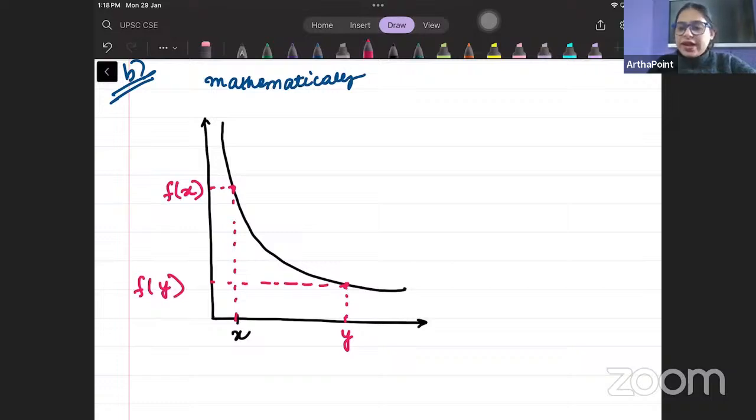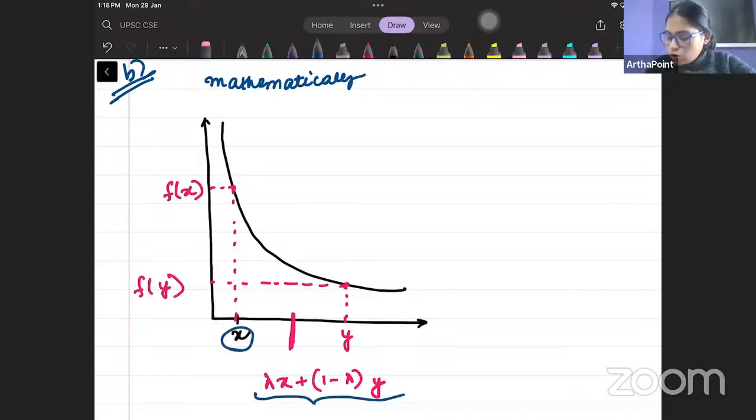You go ahead and you take any weighted average. आपने इसका कोई भी एक average ले लिया, lambda x plus 1 minus lambda y. हाँ, थोड़ा सा maths जानना जरूरी है if you are an eco student. Then you take its average. आपने इन दोनों का कुछ average लिया और इस average को आपने यहाँ पर plot कर दिया. You just go ahead and say this is f of lambda x plus 1 minus lambda y. ये इसकी वैल्यू हो गई.